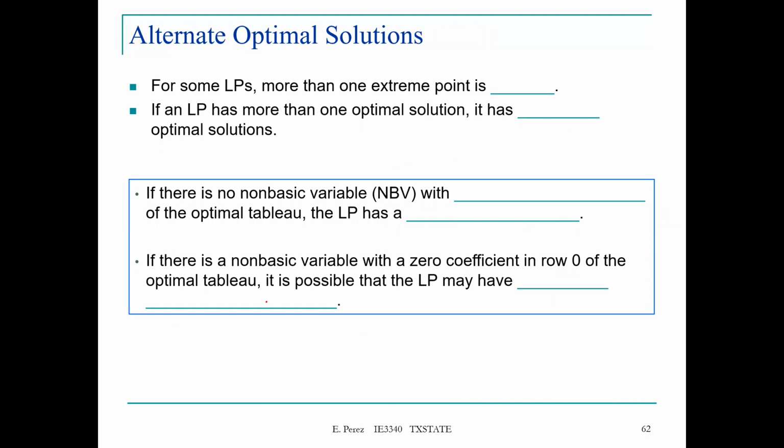For some LPs, more than one extreme point is optimal. If an LP has more than one optimal solution, it has multiple optimal solutions. If there's no non-basic variable with a 0 coefficient in row 0 of the optimal tableau, the LP has a unique optimal solution. If there's a non-basic variable with 0 coefficient in row 0 of the optimal tableau, it is possible that the linear program may have alternative optimal solutions.